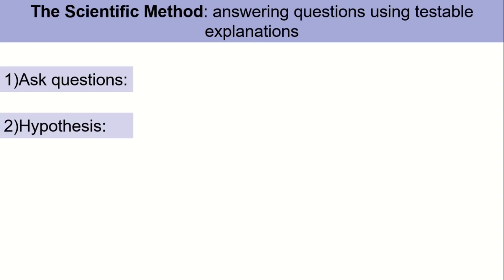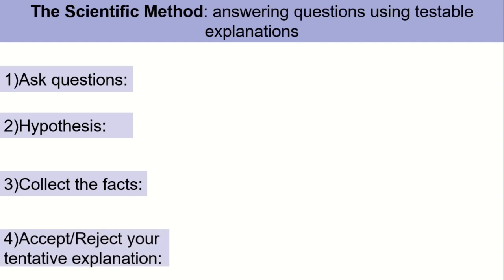The scientific method. It is answering questions using testable explanations. A scientific method has series of steps that scientists use to answer questions and solve problems. Let's look this method. First, it says that ask a question, then make a hypothesis. Hypothesis is offering a tentative explanation that can be tested. It leads to predictions that can be tested by making additional observations or performing experiments. Then collect these facts from your observation and accept or reject your tentative explanation.